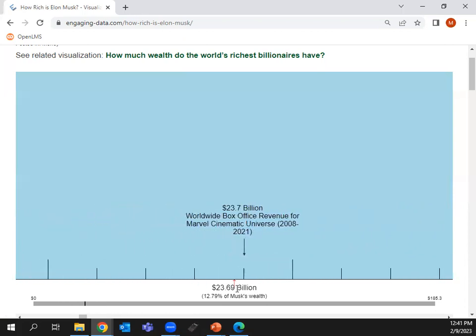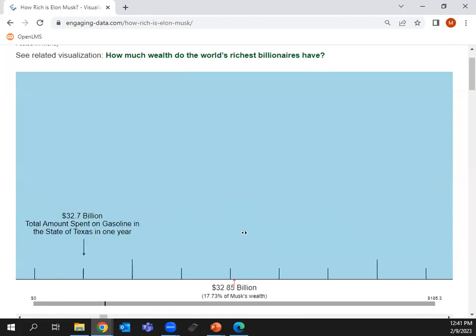Here we go. So at 12% of his wealth, we have reached the entire Marvel Cinematic Universe's money for the last 13 years. So every superhero movie after Spider-Man, there it is. Endgame, I think, got like 2 billion. Yeah, I'm going to give you another minute. Just keep on scrolling there to the end. I'm going to slowly scroll too.